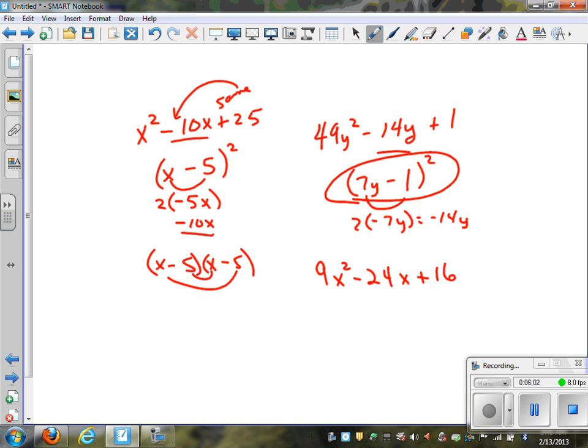Try that. Okay, so on this one, what are you squaring to get 9x squared? 3x. What are you squaring to get 16? 4. Signs have to be the same, they're both minus. Negative 4 times 3x is negative 12x, double. Gives you what we want.